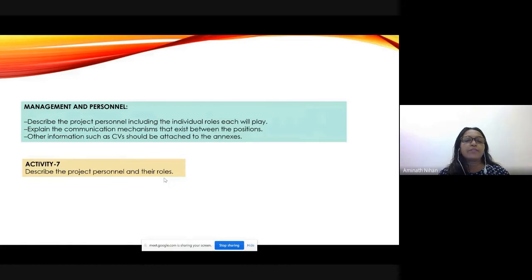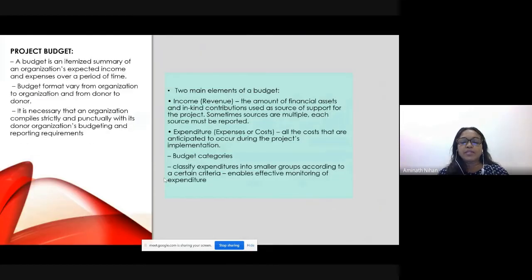So when you are sending the proposal or submitting it, all the personnel's roles should be indicated clearly, and their CV should be attached to the annexes at the end of the proposal. So now write down who the personnel or the staff are in your project and what their roles are. What will they be responsible for, right? So that's activity 7. Now we have the budget.